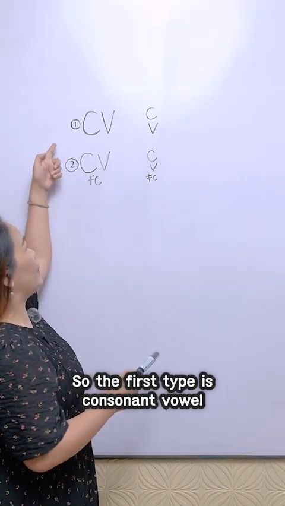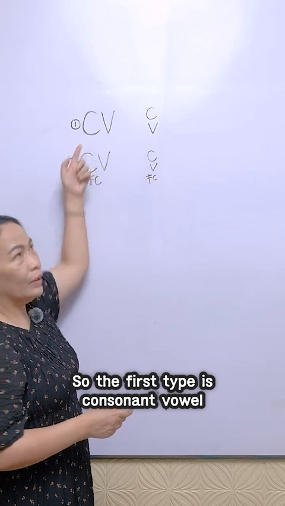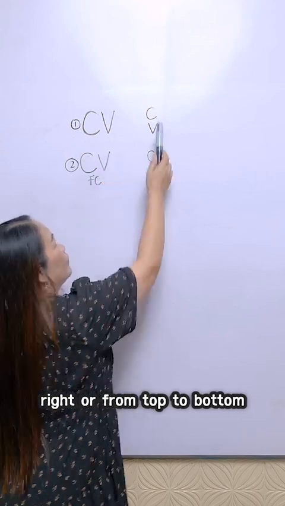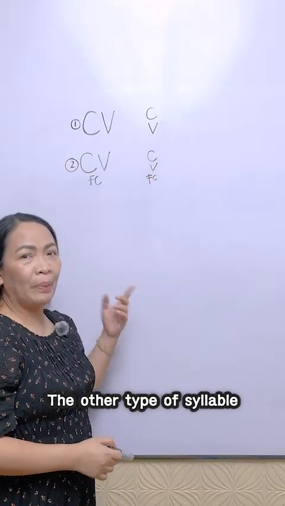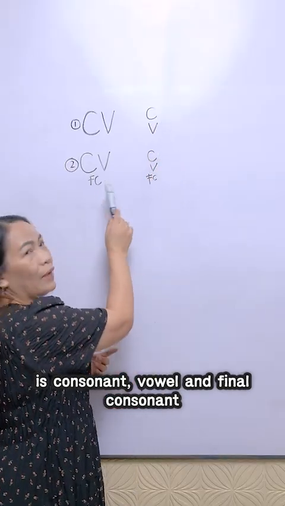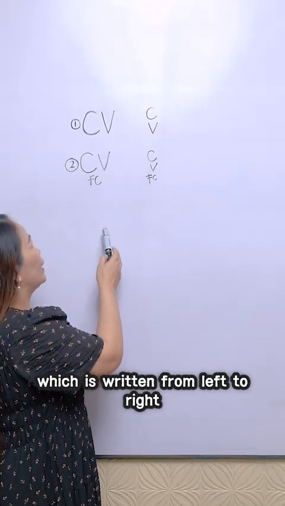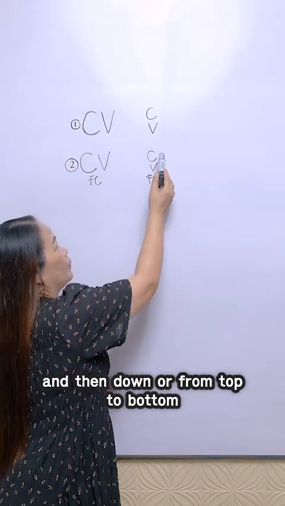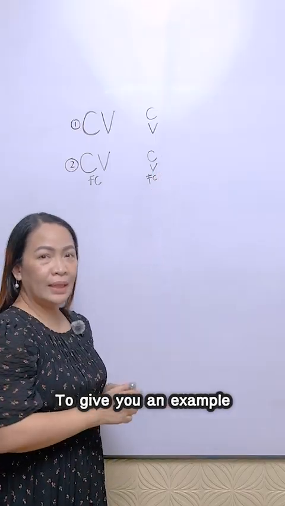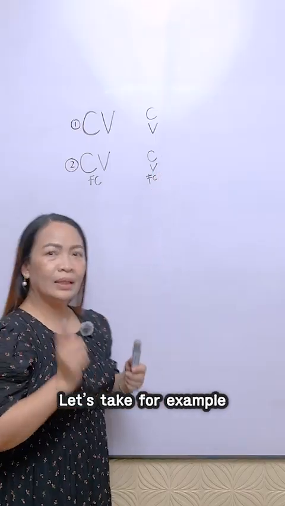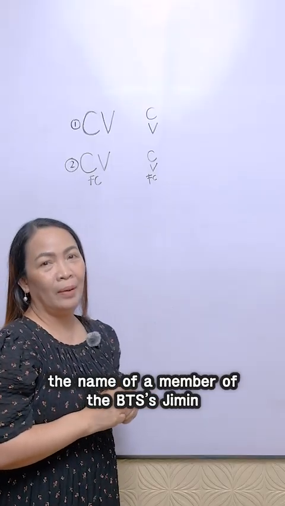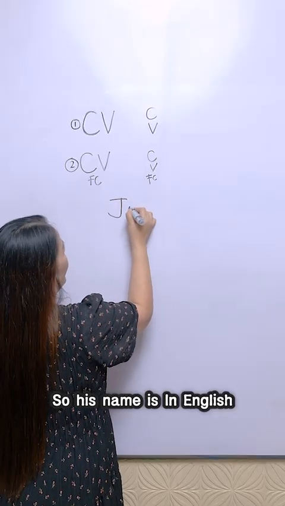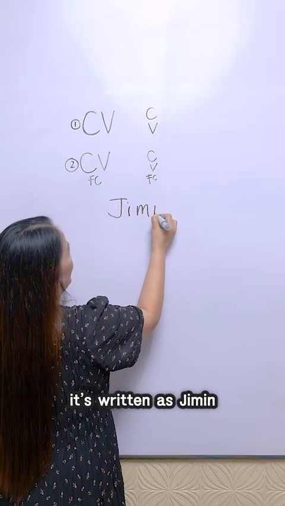The first type is consonant vowel, which is written from left to right or from top to bottom. The other type of syllable is consonant, vowel, and final consonant, which is written from left to right and then down, or from top to bottom. To illustrate this, let's take for example the name of a member of the BTS, Jimin. In English, it's written as Jimin.